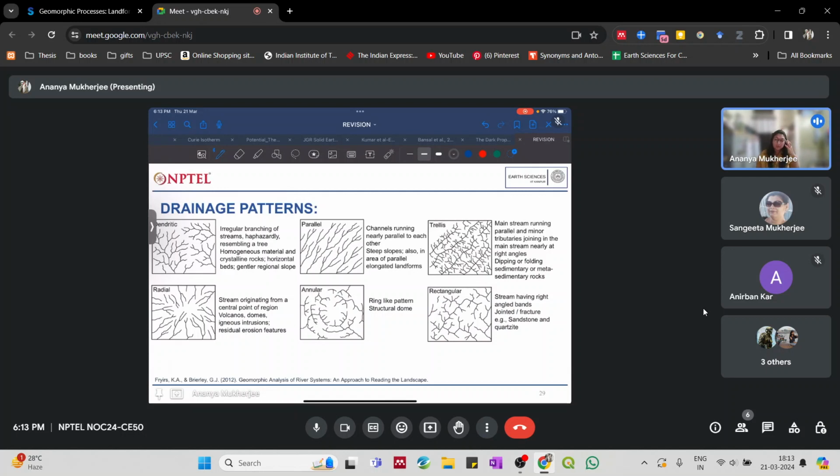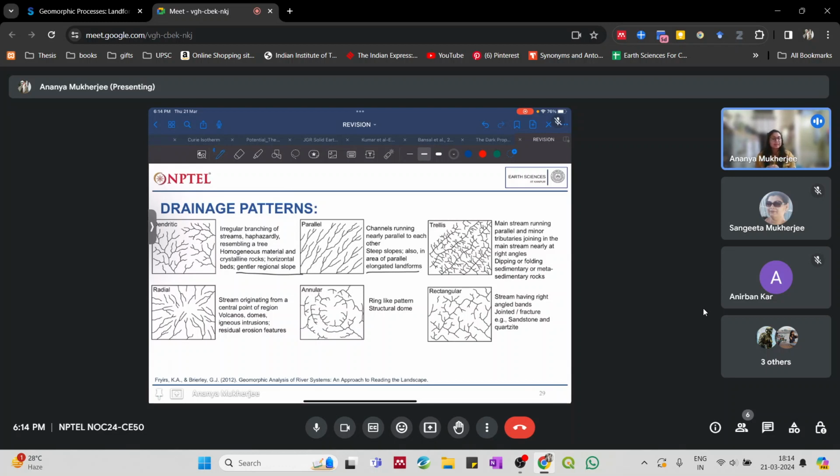So dendritic is irregular branching, and mostly they form in gently sloping areas, and the rock that is present there all belongs to the same type, so it is homogeneous in nature. So that is when you have dendritic patterns. Parallel patterns develop in areas with steep slopes. Okay, so the sides of the mountains can be one place, and because of that they form elongated landforms and run parallel to each other.